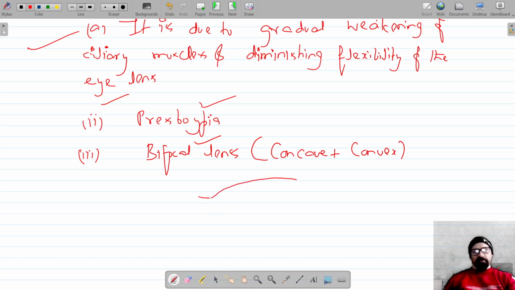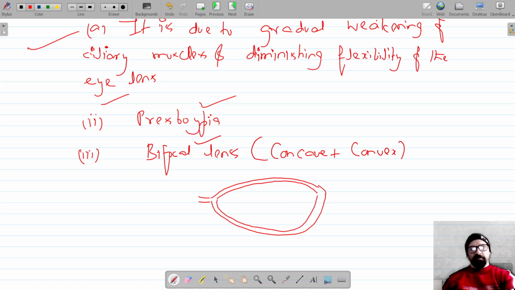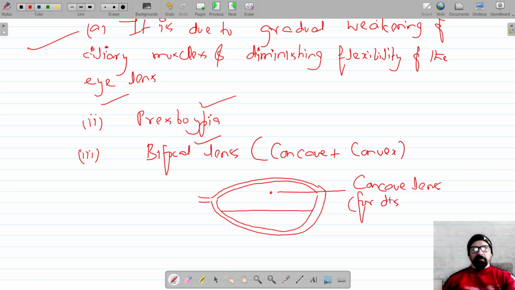Let's say this is one part of the spec, and here the upper part will have the concave lens. So this is the concave lens, and the concave lens is used for distant vision. And the lower part will have the convex lens, and that is for the near vision.